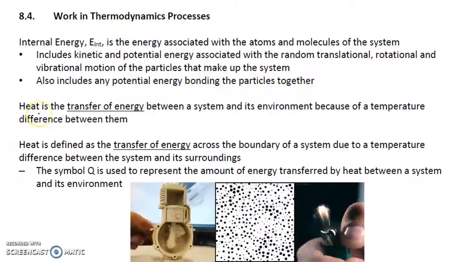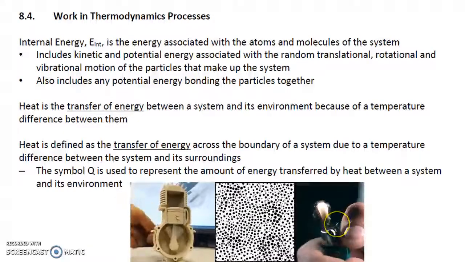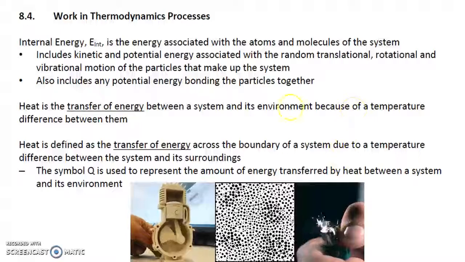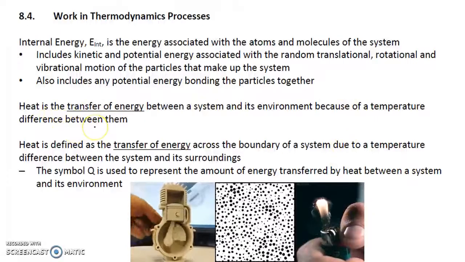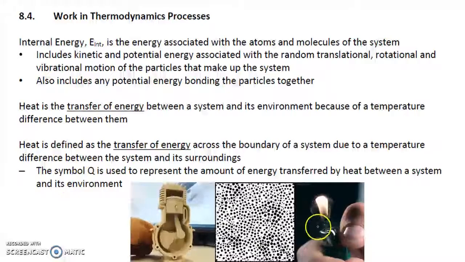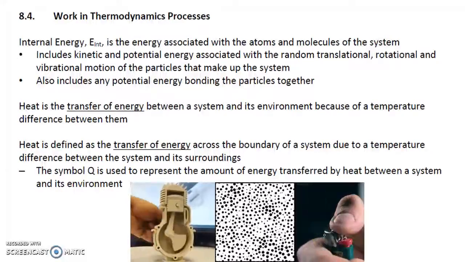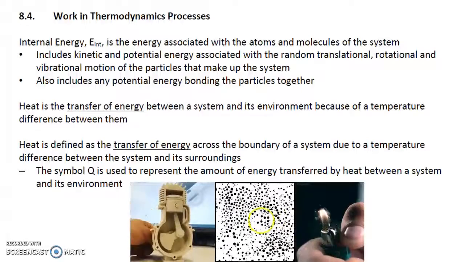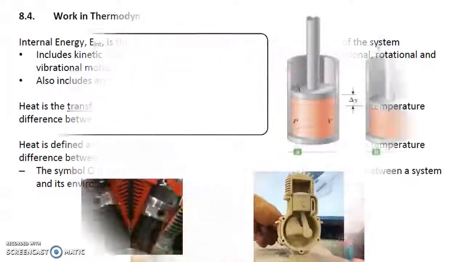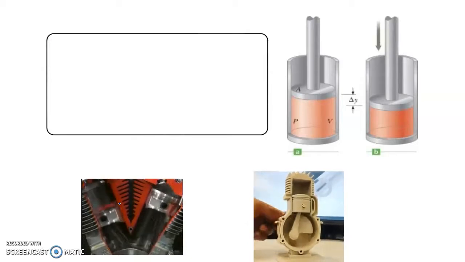Secondly, we have heat. Heat is the transfer of energy between a system and its environment because of a temperature difference between them. The symbol capital Q is used to represent the amount of energy transferred by heat between a system and its environment. Now, we are ready to learn work in thermodynamic processes.